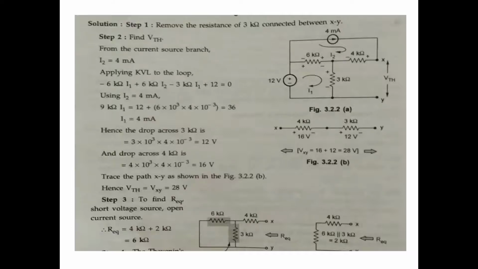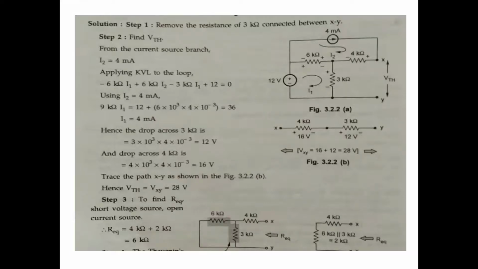Next, step number 2, find the VTH. VTH is nothing but the open circuit voltage. The current is already given directly, 4 amperes. This is the I2 current, the branch current I2, and this is the I1 loop. I2 is given directly, equal to 4 milliamps. Now we calculate I1 using I2.